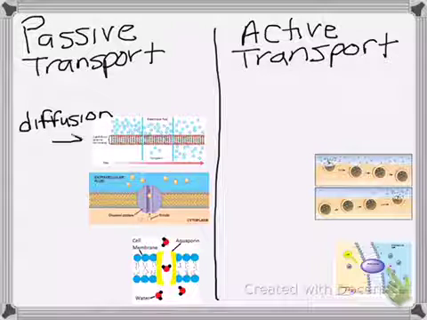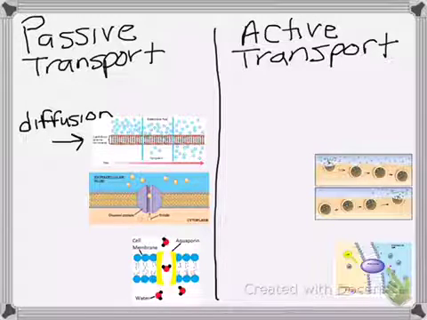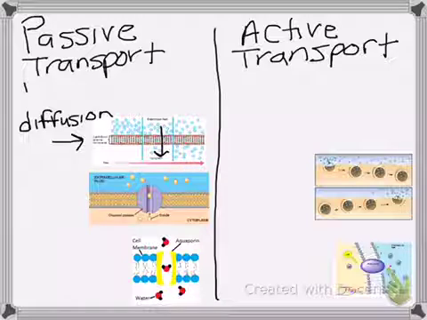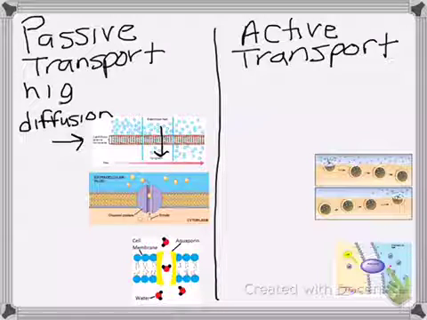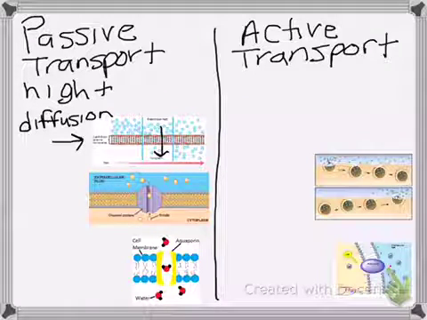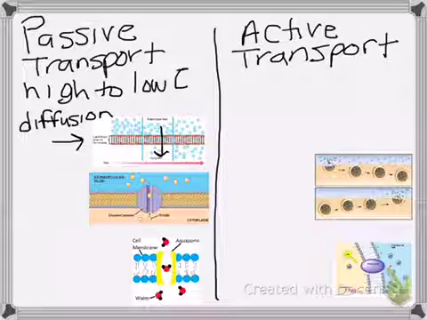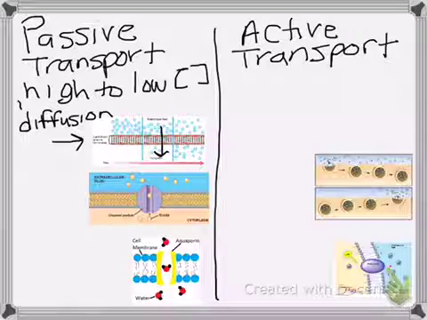This first picture here represents diffusion. Something like oxygen can go from an area of high concentration and pass directly through the membrane to an area of low concentration. So passive transport is always going from high concentration to an area of low concentration. High to low concentration, and one example is diffusion.